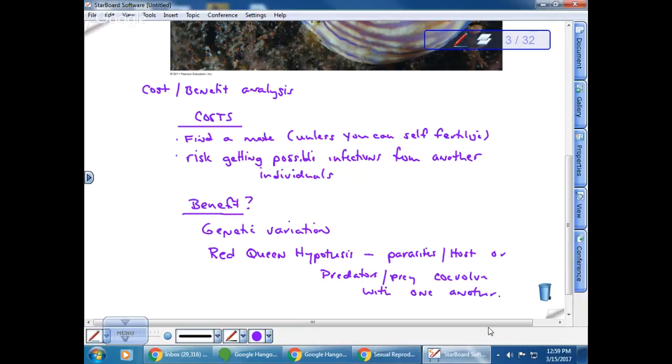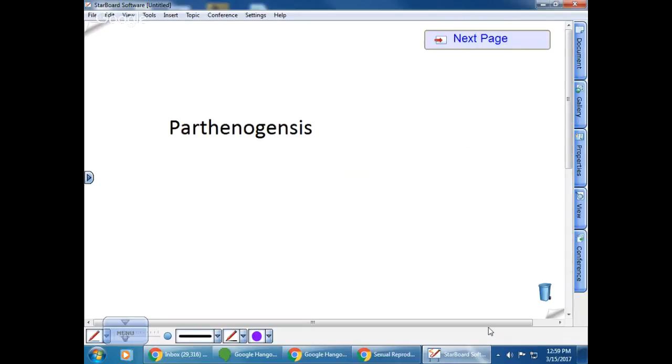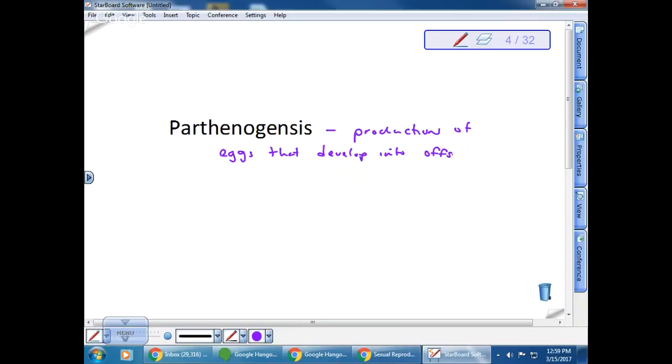They also made mention of some species where there is only females. And this is what is referred to as parthenogenesis. And so this is the production of eggs that develop into offspring. So the example that they talked about was the whip-tailed lizard. And it is found in the Southwest, like Arizona.